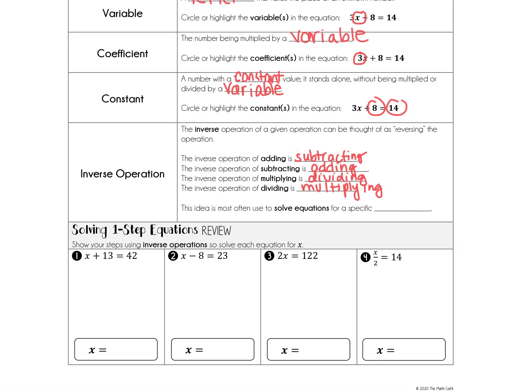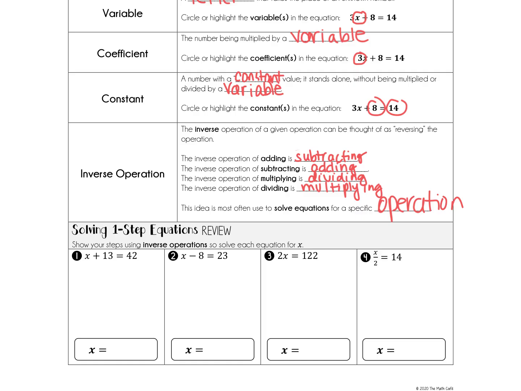All right, did you get them right? The inverse operation of adding is subtracting. The opposite of subtracting is adding. The inverse operation of multiplying is dividing. And of course, the opposite of dividing is multiplying. Now, this idea is most often used to solve equations for a specific operation.